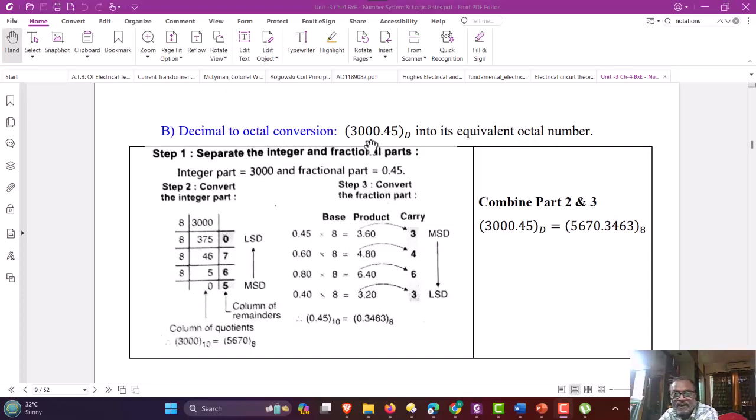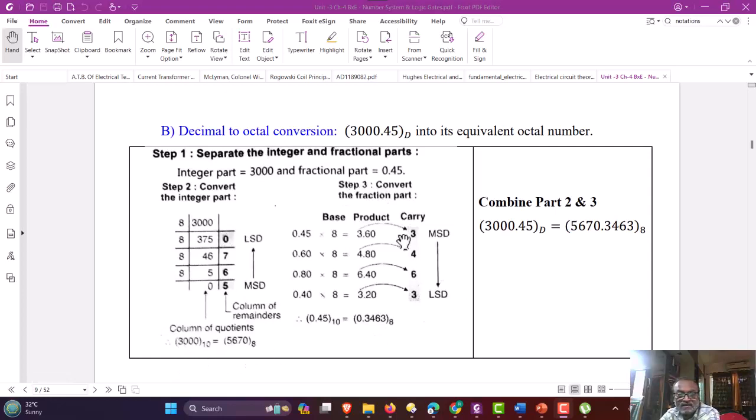So successively divide the integer portion by 8. Here we are dividing the integer portion by 8, and each successive quotient will be divided by 8 till the last quotient is 0. At each step, whatever remainder comes, we note it down. The first remainder will be the least significant digit and the last remainder will be the most significant digit. So we will write the digits from the remainder column from bottom to top, and therefore 3000 corresponds to 5670. It is shown here.